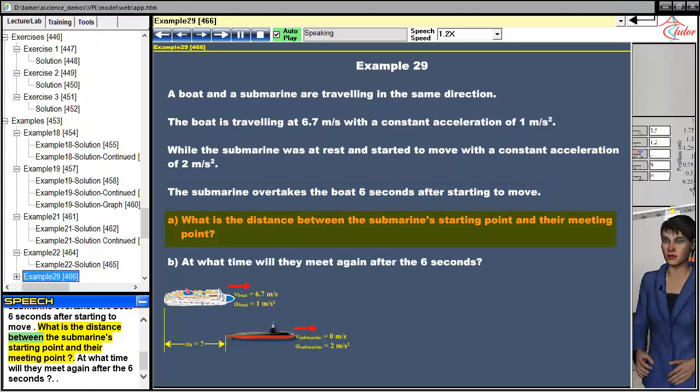What is the distance between the submarine's starting point and their meeting point? At what time will they meet again after the 6 seconds?